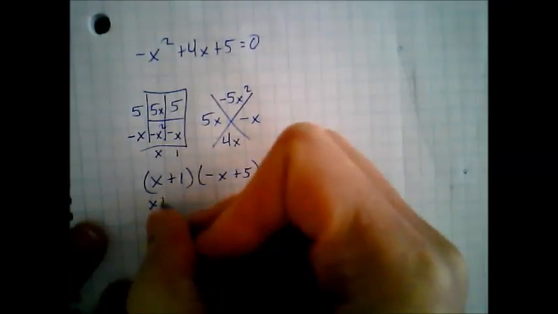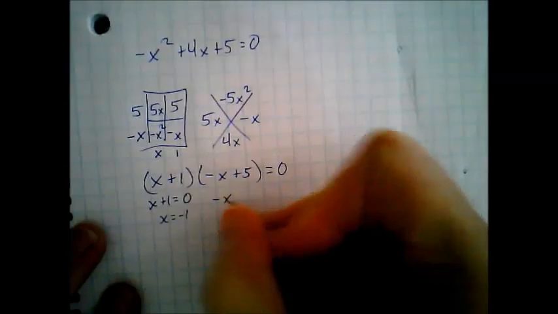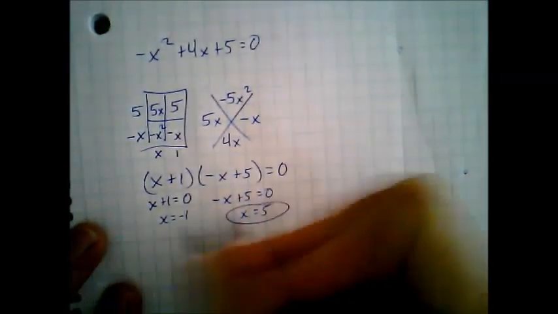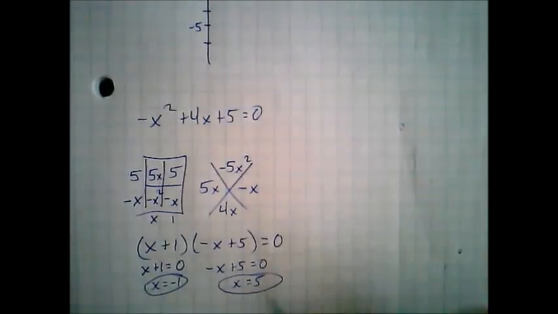So we have x plus 1 equals 0, which means x equals negative 1, or the opposite of x plus 5 equals 0, which means x equals 5. So these are the 2 x-intercepts. Okay, we launch the water balloon when x equals negative 1, and it lands when x equals 5.